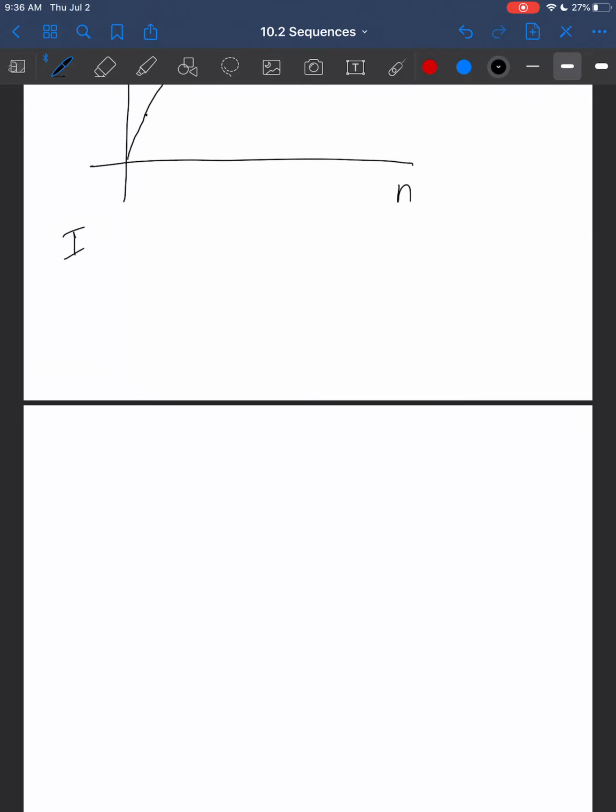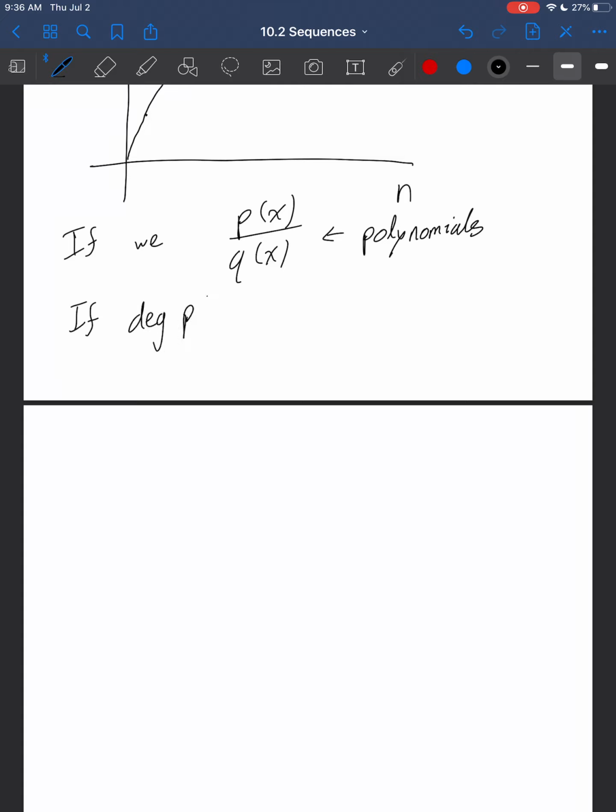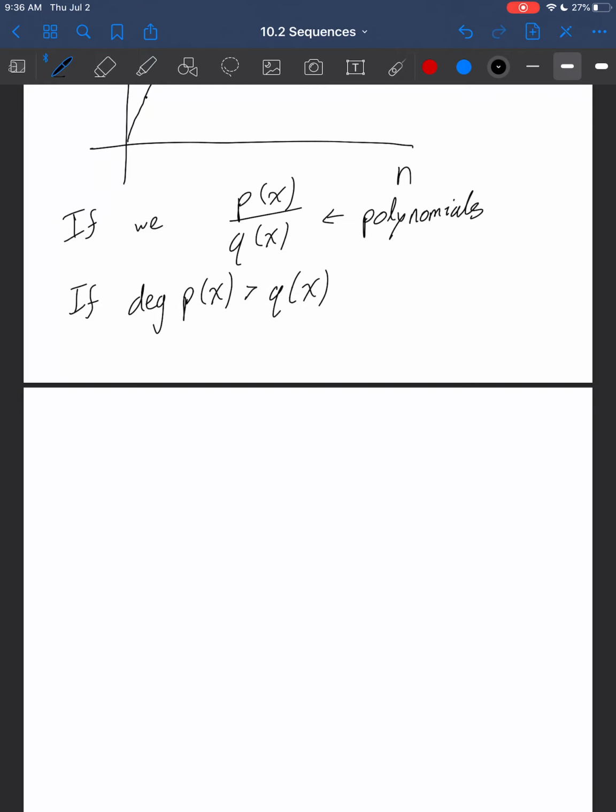So, as a quick refresher on what those are, if we have p of x over q of x, where both of these are polynomials, and the degree of p of x is greater than the degree of q of x, so we have a polynomial with bigger degree on top, then the limit as x goes to infinity of p of x over q of x is either positive or negative infinity, and you can determine which one by plugging in different values and seeing what you get.